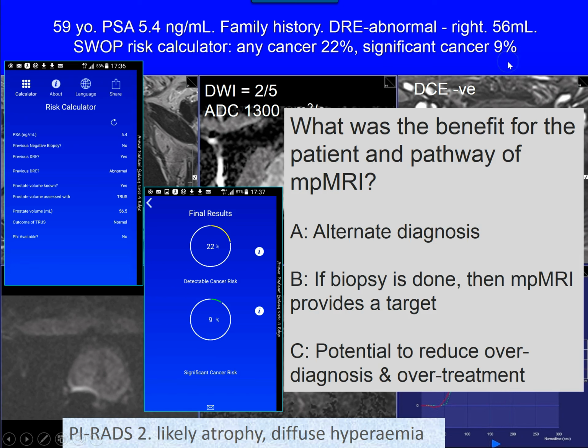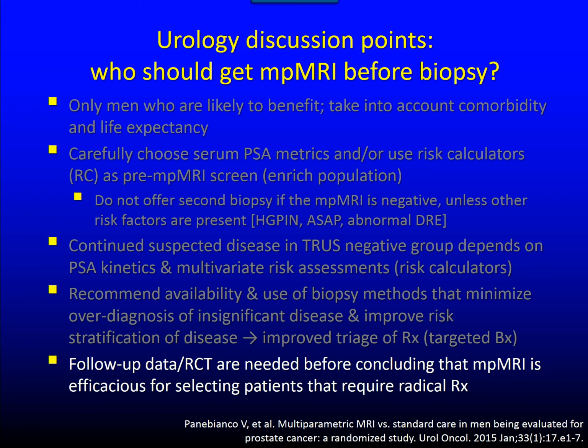So what's the benefit for the patient pathway? One, you've provided an alternative diagnosis for the raised PSA. If a biopsy is done, then an MRI provides a target. On the DRE, you would have targeted the right side. Following the MRI, you would target the left side. There's a potential here again to reduce overdiagnosis and overtreatment.